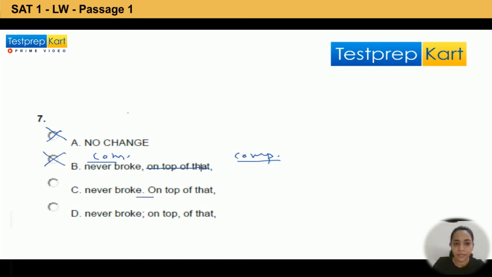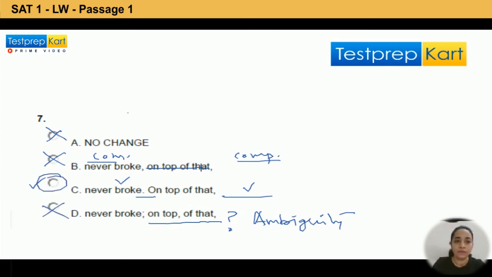Down to these two, we get a full stop here. That means this part is complete. And then we are starting another sentence that, okay, on top of that, this is a new thing. Now this is fine, right? One thing is complete. On top of that, the next complete thing comes. This looks good. As we discussed, this semicolon is fine, but then we are breaking this idiomatic expression, right? We are saying on top and then we are saying of that. Then in that case, on of what? So this leads to an ambiguity, because we are breaking it. Here it's very clear: on top of that. Here this is wrong. C is the answer.